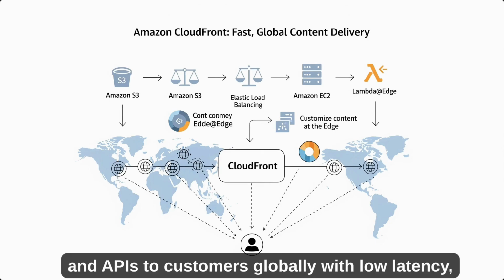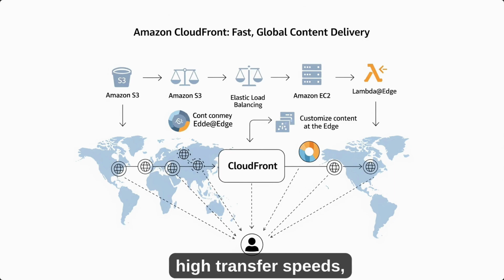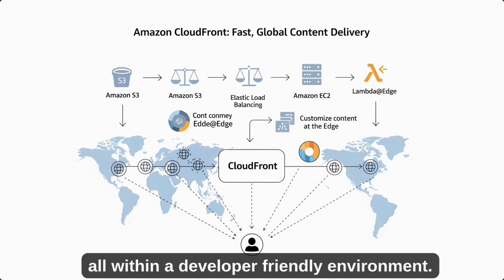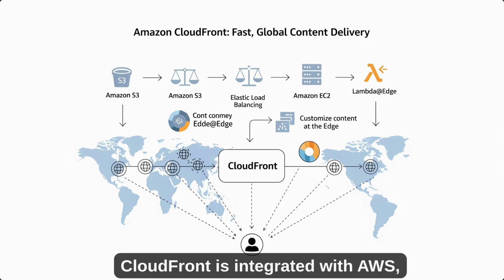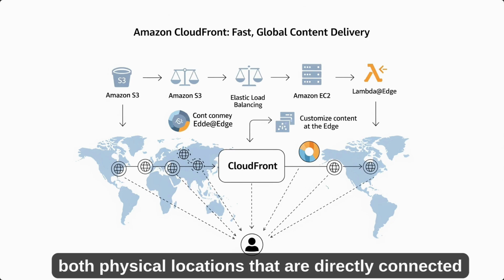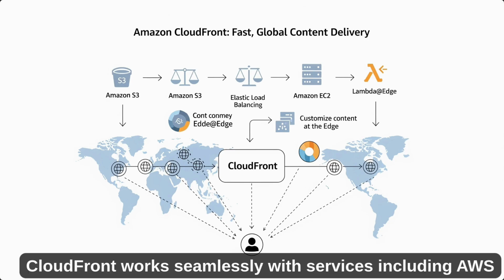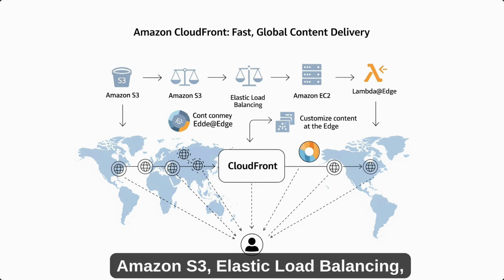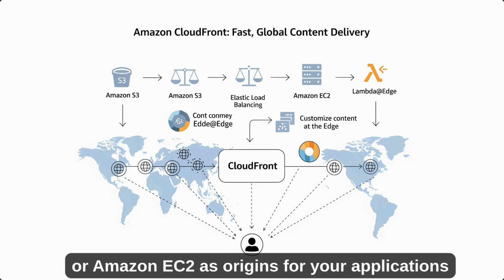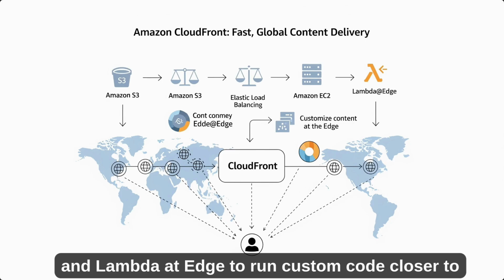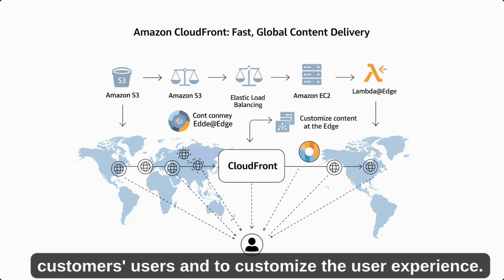APIs to customers globally with low latency, high transfer speeds, all within a developer-friendly environment. CloudFront is integrated with AWS, both physical locations that are directly connected to the AWS global infrastructure, as well as other AWS services. CloudFront works seamlessly with services including AWS Shield for DDoS mitigation, Amazon S3, Elastic Load Balancing, or Amazon EC2 as origins for your applications, and Lambda@Edge to run custom code closer to customers' users and to customize the user experience.